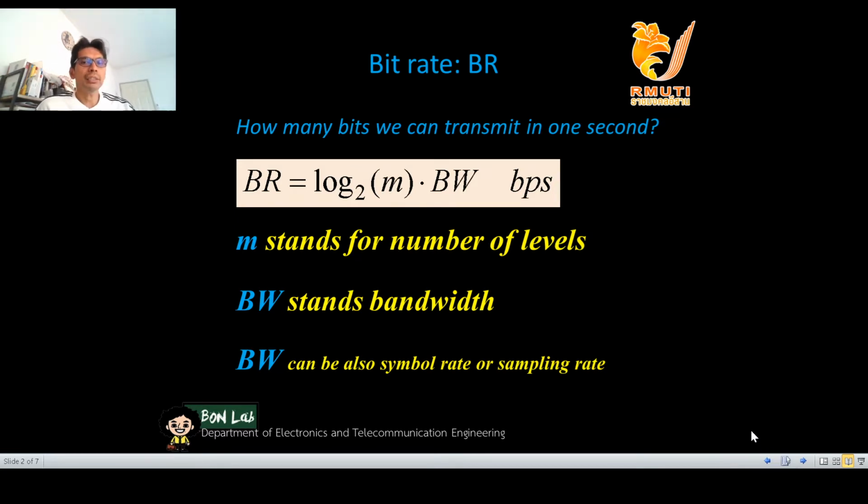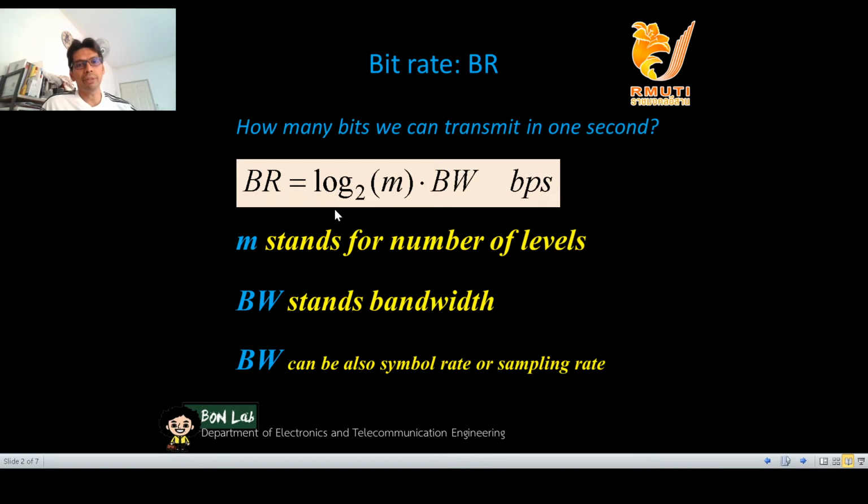And the equation to calculate it is very simple, which is shown here. BR is bitrate and it is equal to logarithm base 2 of M times bandwidth, or BW. The bandwidth can be symbol rate or sampling rate. They are the same actually, and this is the maximum we can get.